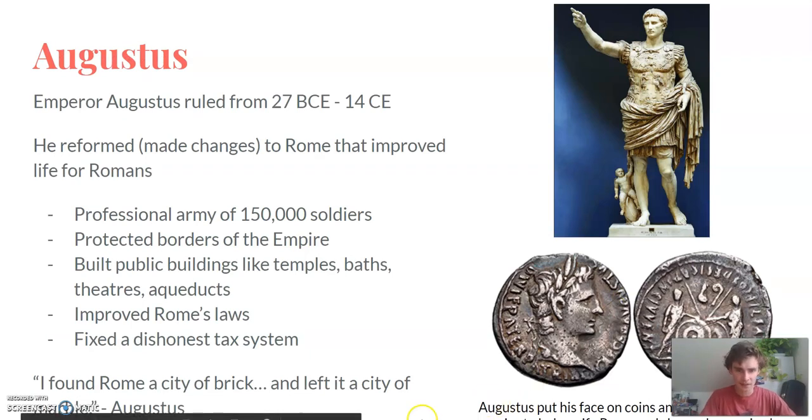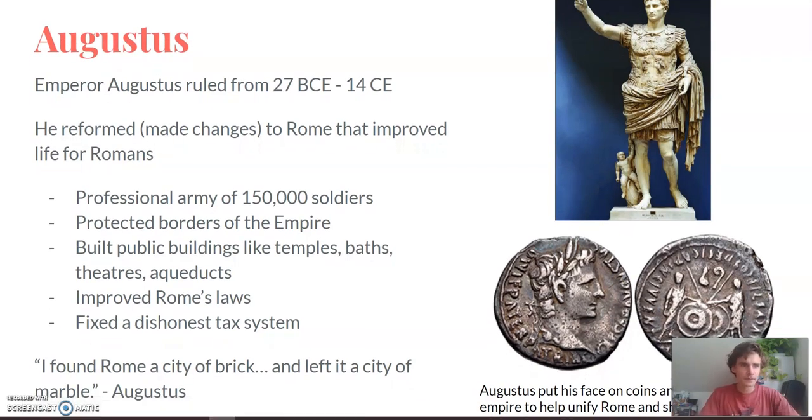So let's talk about Augustus. Augustus, going back from last week, won the Roman Civil War against Mark Antony. Augustus was the nephew of Julius Caesar, and he becomes the first Roman emperor. And he does a great job for Rome's people. He rules from 27 BC until 14 CE, so about 40 years.